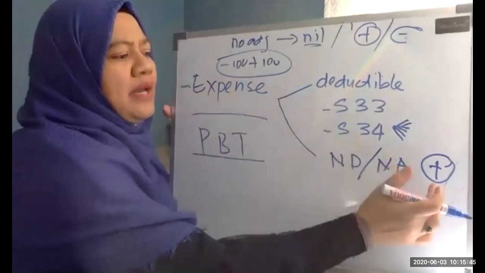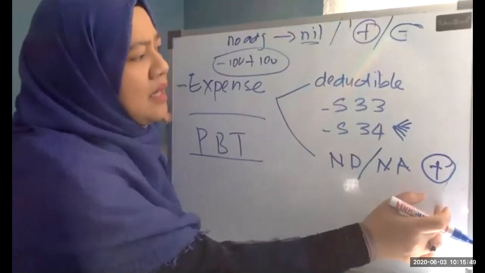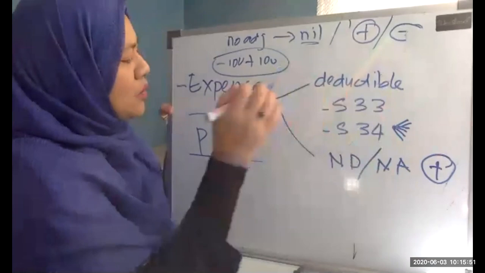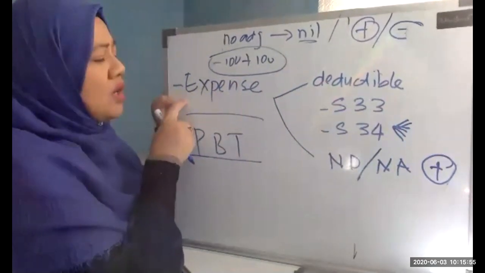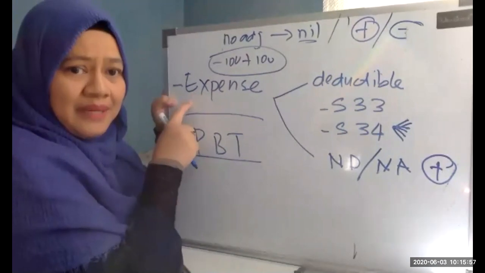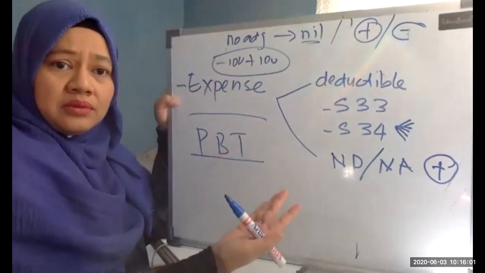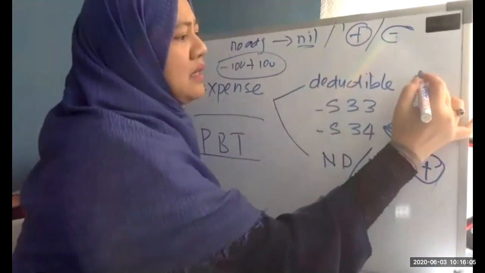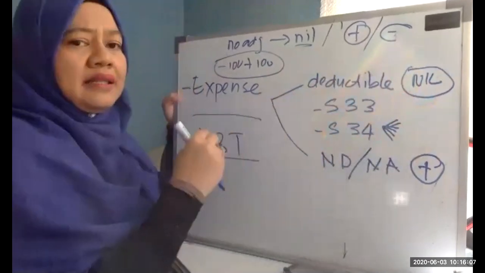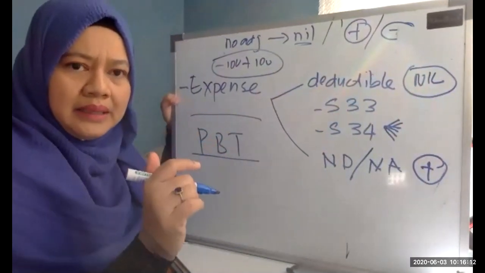How do you adjust? You have to add back those expenses, yeah? But what about the deductible expenses now? Deductible means that the expense has been deducted, and the law allows the expense to be deducted, so you don't have to do anything, because it's okay to deduct the expense, yeah? So in this case, you have to put a name for every item related to the expense adjustment.